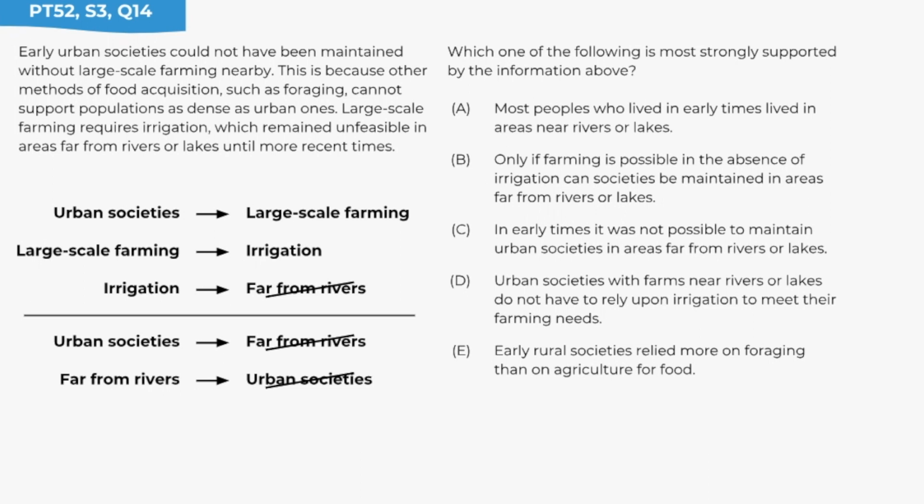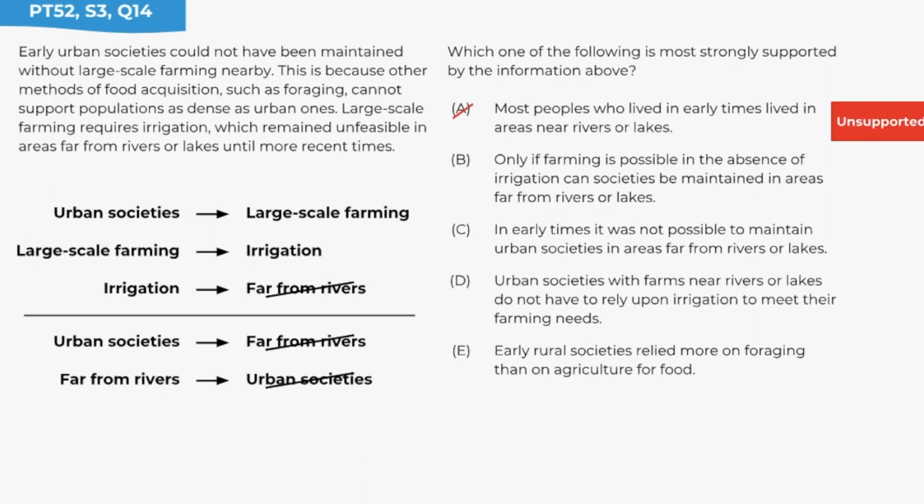As we look at the answer choices, answer choice A says that most peoples who lived in early times lived in areas near rivers or lakes. Well, we don't really know whether those peoples lived in urban areas or rural areas. So it's really hard to say where they lived, and that they were near rivers or lakes. That's simply unsupported by the original information.